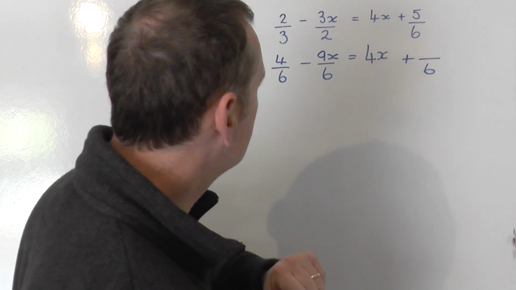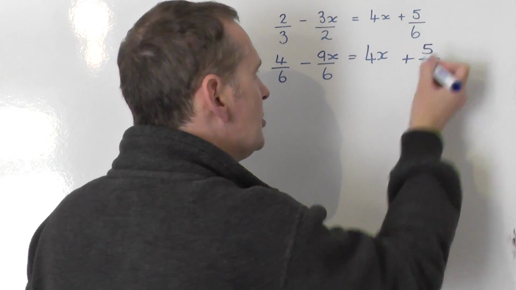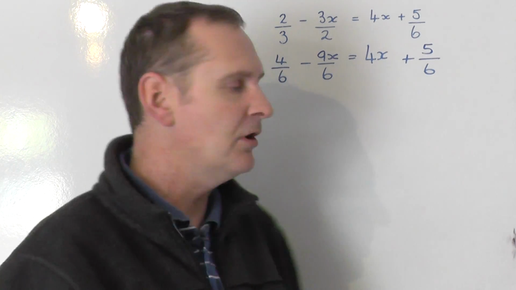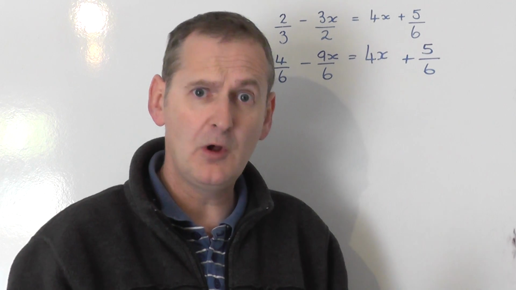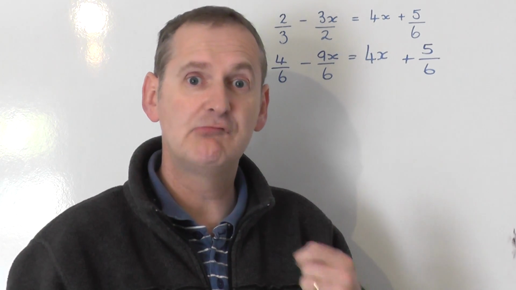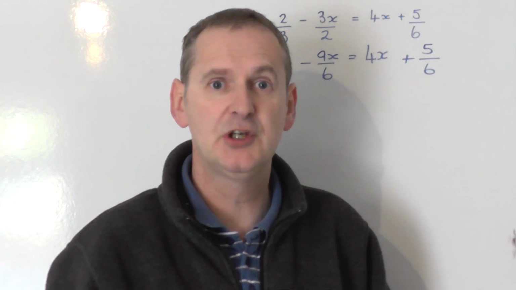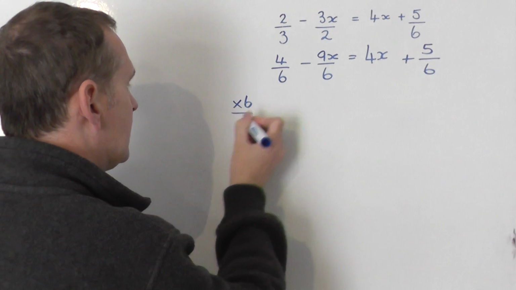Leave the 4x alone. And then the 5/6, well, that's already over 6, so I don't need to change it. So leave it alone, 5/6. I've now got a string of 1, 2, 3 fractions involved, but they all are over 6. I can get rid of all those over 6s by simply multiplying every single term in the equation by 6. So I times by 6 throughout.